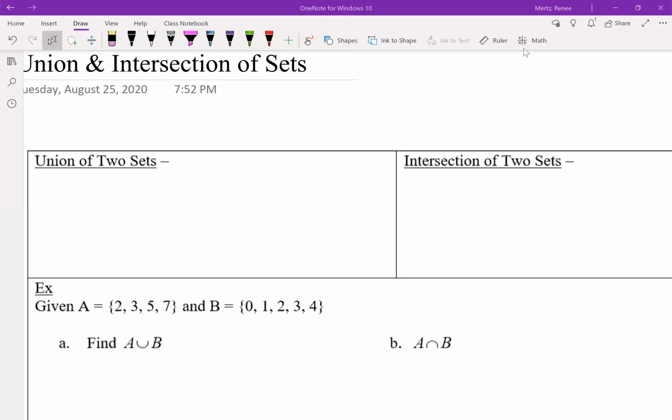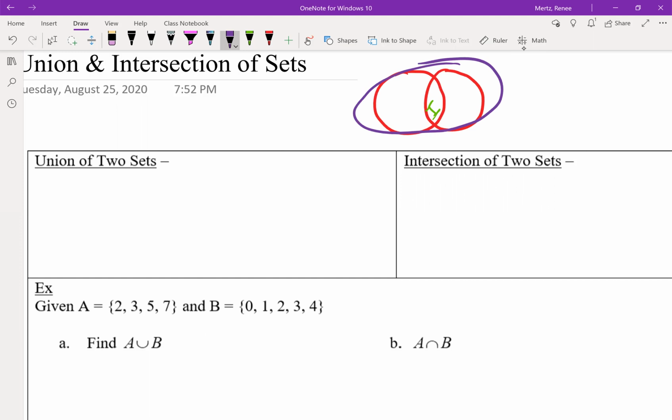Hi, our next lesson is going to be on the union and intersection of sets. I don't know if you remember doing Venn diagrams, but that's when we had two circles overlapping. The intersection of sets is what happens on the inside here. This is the intersection. The union of the sets is everything. So that's the visual of it, if you remember doing those Venn diagrams way back in middle school.